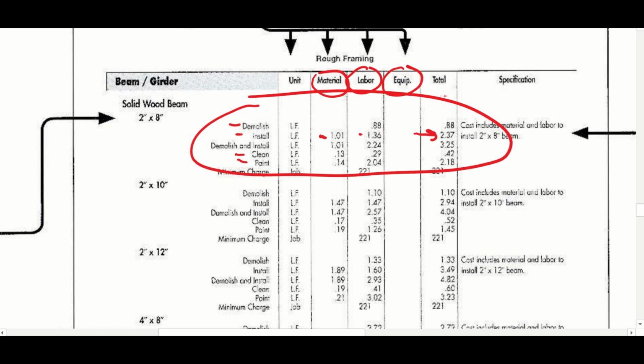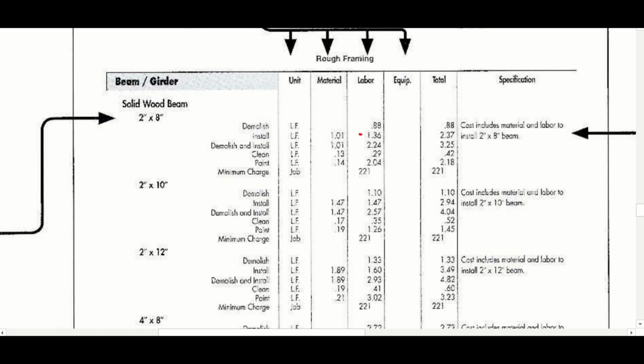If we're estimating, we really only need to look in the total column. But if I'm estimating my labor prices, for example, I might just look right here. Or if I'm doing this by myself and I'm not paying for labor, then I would just look in the materials column.